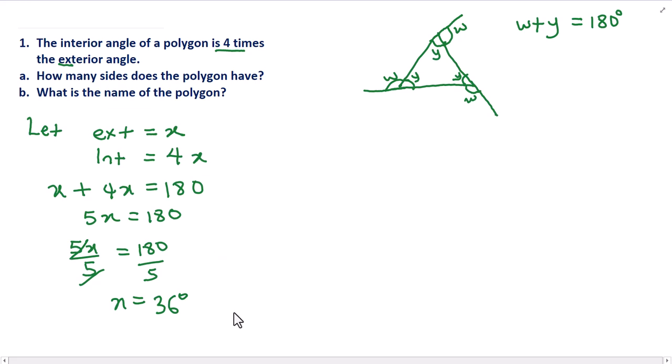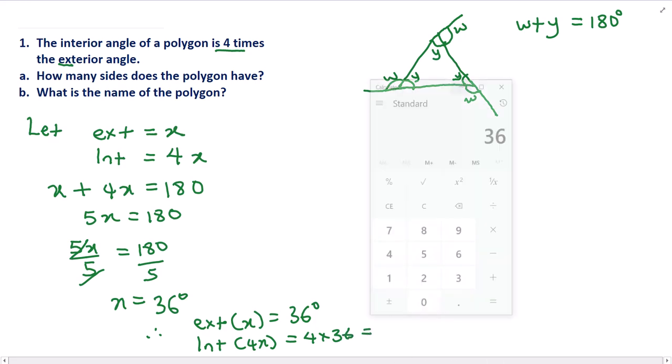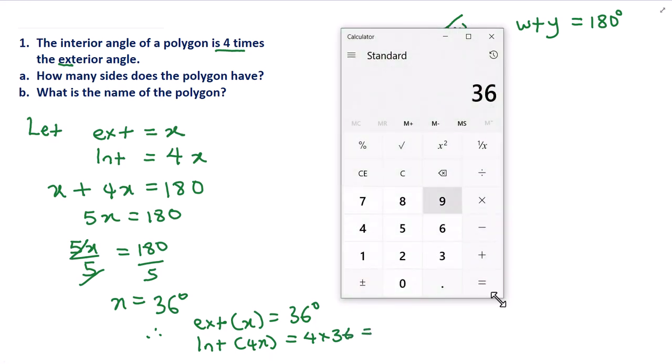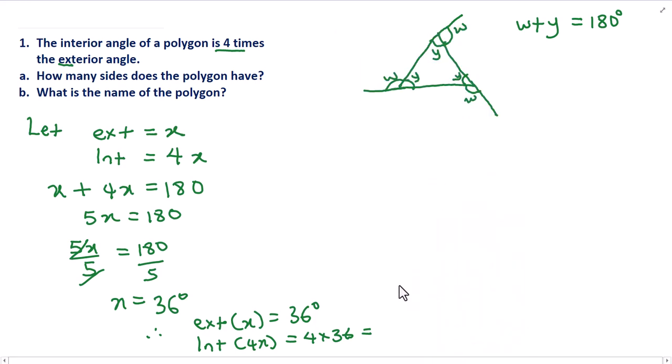Let me make things clear. Therefore, the exterior angle, which is x, is equal to 36 degrees, and the interior angle is 4x. So we have to multiply by 4. So 4 multiplied by 36 gives us 144. So 144 degrees. We've solved for the interior and exterior angle.